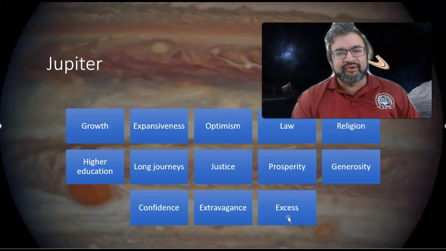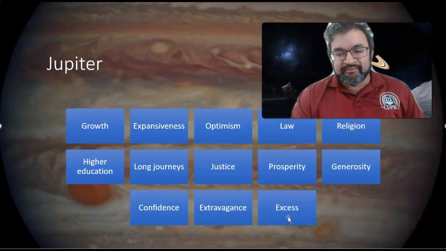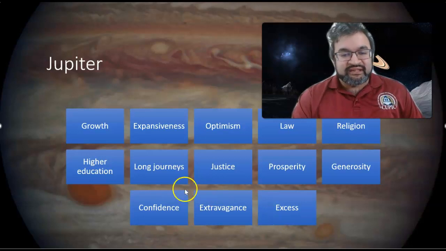The ebb and flow of rivers, if you think about the Nile River, in the droughts, which is Saturn, there wasn't as many crops, and then the overflowing created crops. So that would be Jupiter. Religion, higher education.